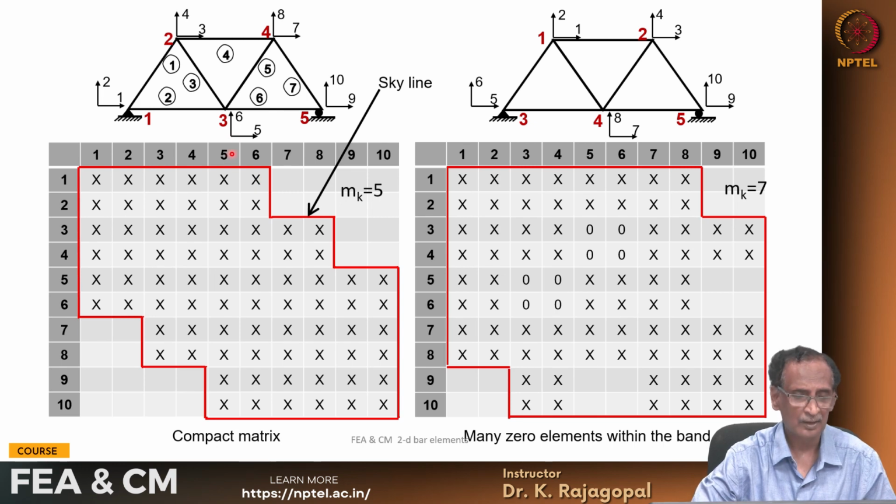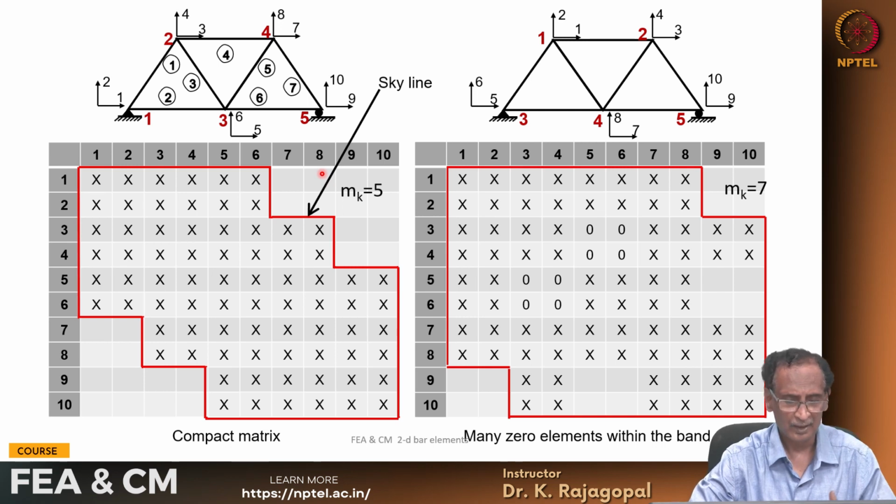Then if you look at the degrees of freedom 5 and 6, they are connected to all the degrees of freedom through different elements. Okay, and so you will have fully populated rows 5 and 6, all the 10 columns are full. Similarly 7 and 8 are not connected to 1 and 2, and 9 and 10 are not connected to 1, 2, 3, 4. Okay, so you get a very compact matrix like this, and we call this the half bandwidth Mk.